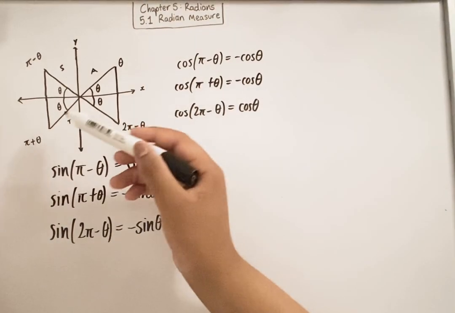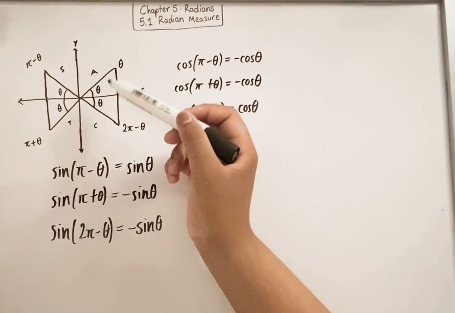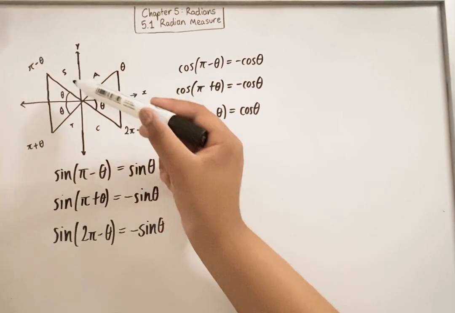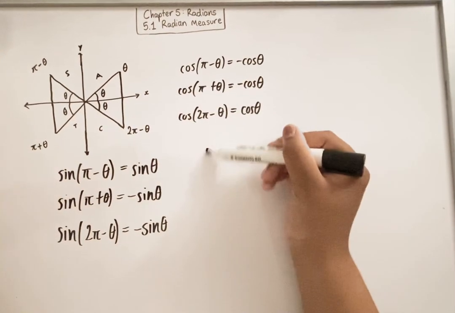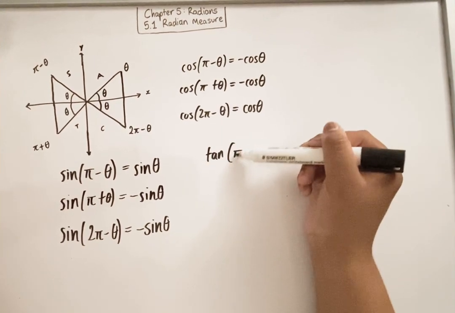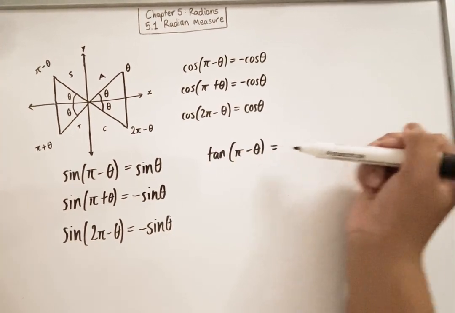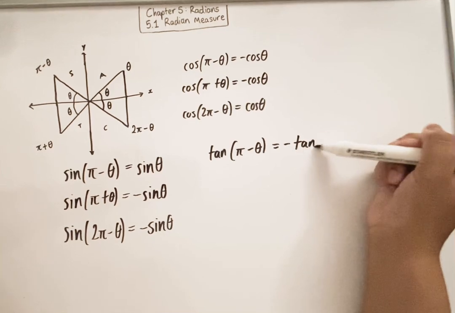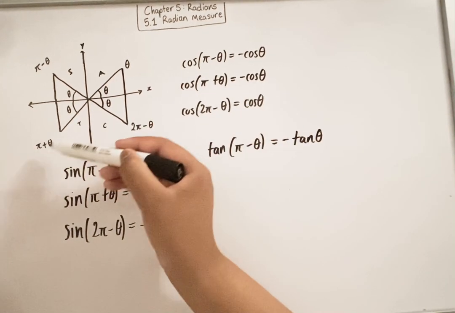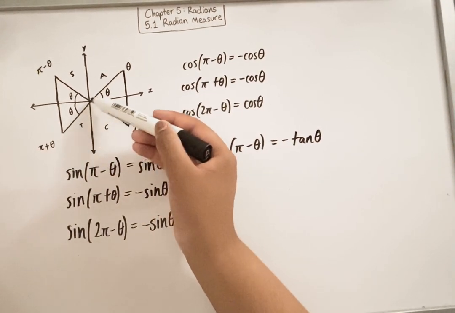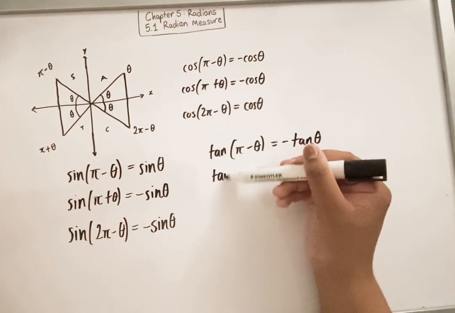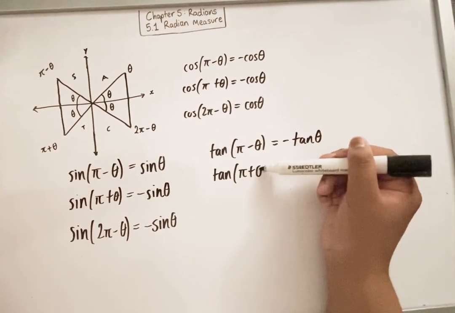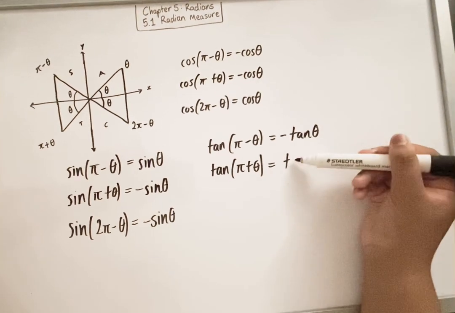Tan theta is the gradient of the line. So for pi minus theta, we can see that the gradient here is the negative version of the gradient here. So the tan of pi minus theta is equal to minus tan theta. For pi plus theta, we can see that the gradient here is positive and the gradient here is positive. It's the same gradient because it's a straight line. So the tan of pi plus theta is equal to tan theta.